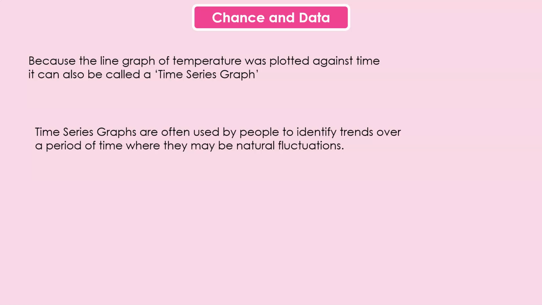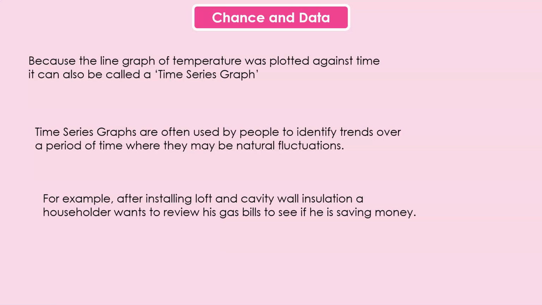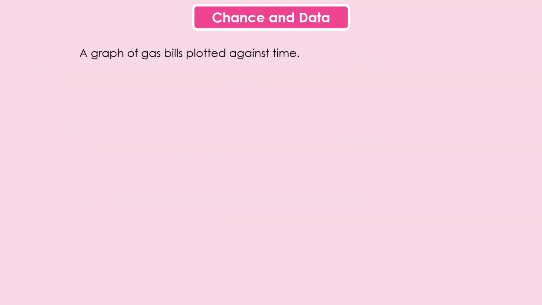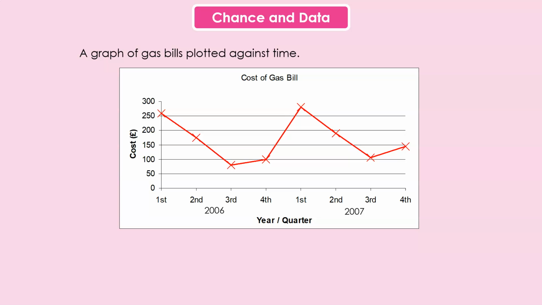Now the key thing we use time series graphs for is to identify trends over time, especially when there are natural fluctuations or changes that happen. So here we've got an example after installing a loft, which is just your attic, the gap above your ceiling and below your roof, some wall insulation. A householder wants to review their gas bills to see if they've saved any money. So what they did was put their gas bills together.